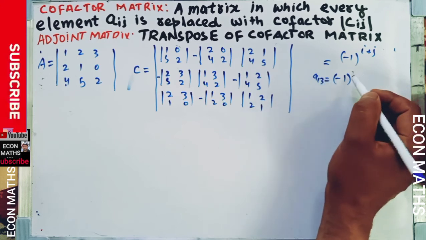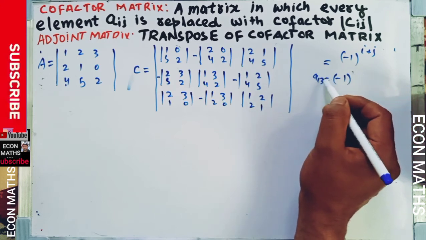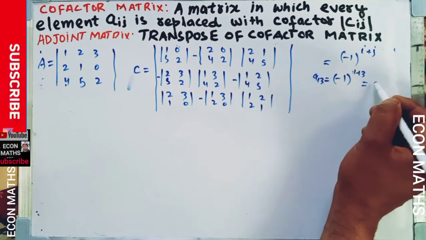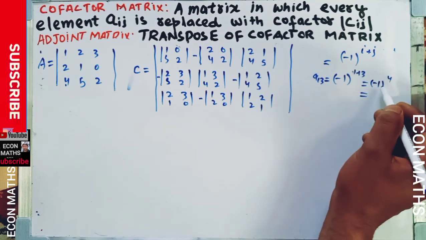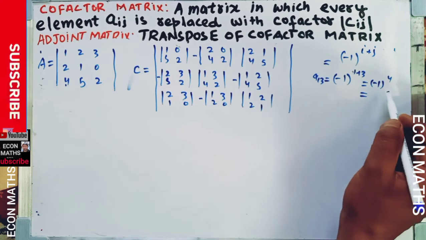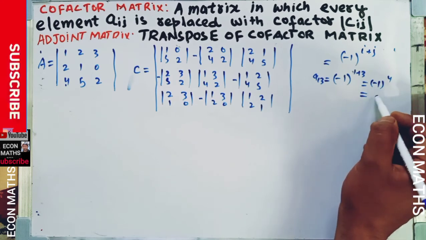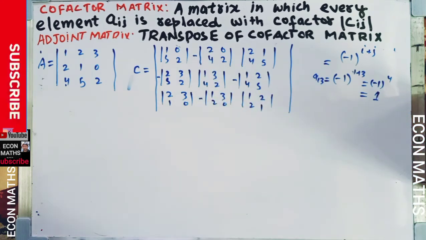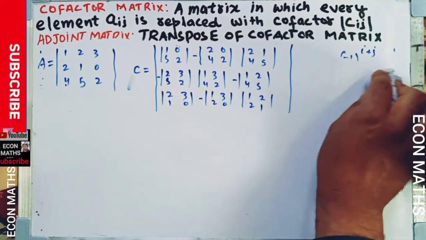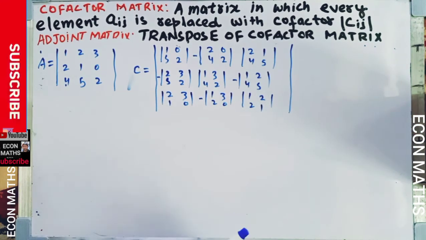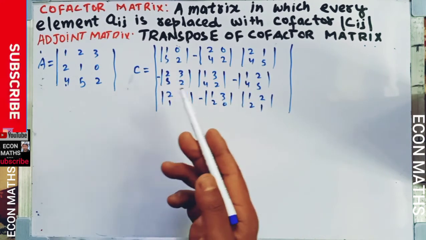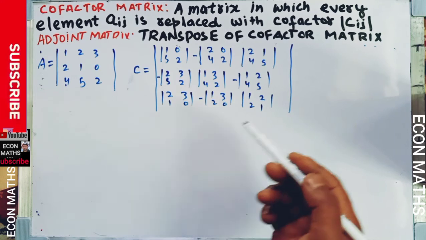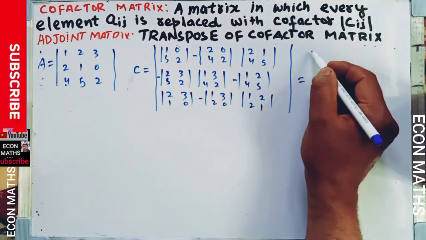A13 is equal to, now we will add the subscripts here, that is 1 plus 3, that is -1 raised to the power 4, and since -1 raised to an even number is +1, that is +1. Here it is plus, here it is minus, because of the law of the cofactors. I have shown in the previous example how it is done. Now this is the cofactor matrix, and I have given the proper sign to these. Now solving further, this will become here.